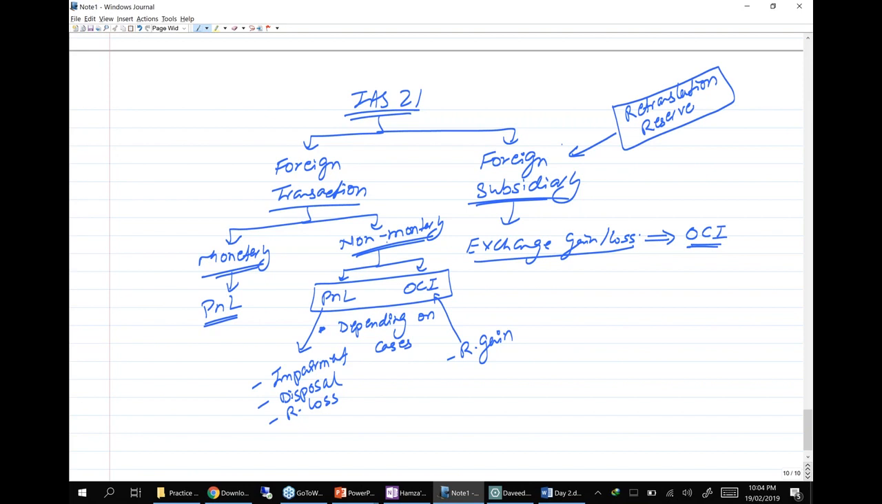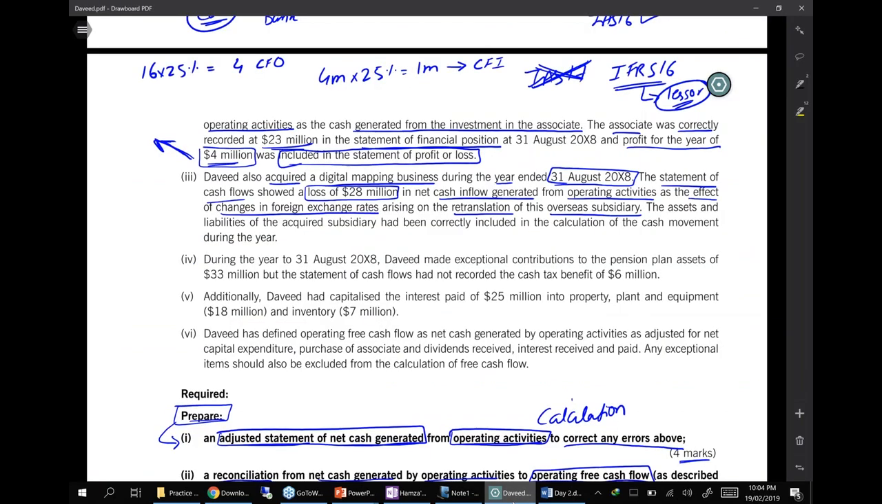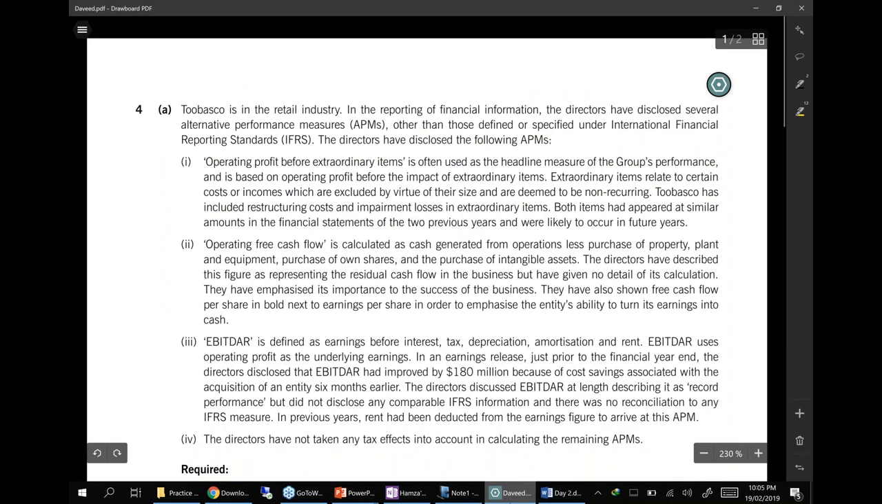So now what has the question done? Let's read it again. David also acquired a digital mapping business during the year. The statement of cash flows showed a loss of 28 million in the cash inflow generated from operating activities as the effect of changes in foreign exchange rates. This 28 million would have been taken to OCI, and it has no relation with the cash flow from operating activities. So we need to eliminate this impact of 28. The question further says that the assets and liabilities of the acquired subsidiary had been correctly included in the calculation of cash movement during the year.